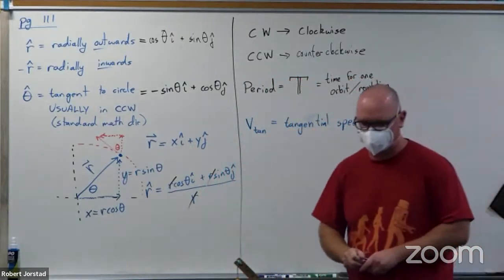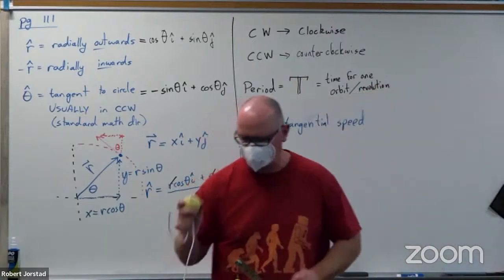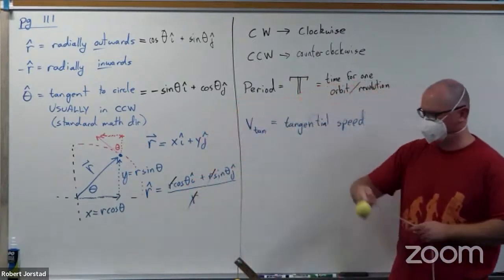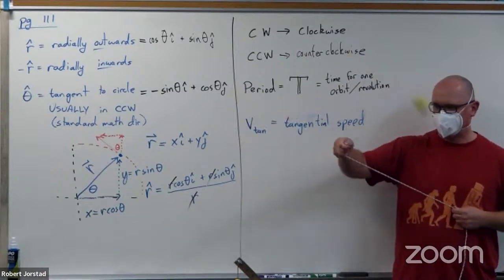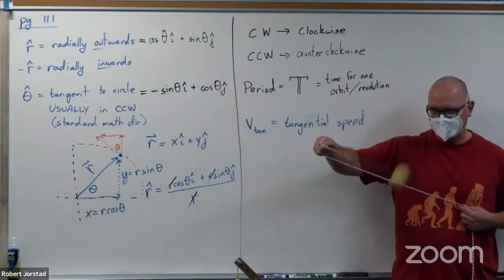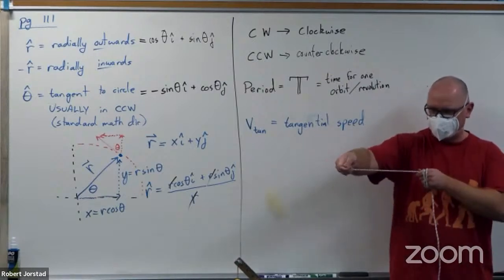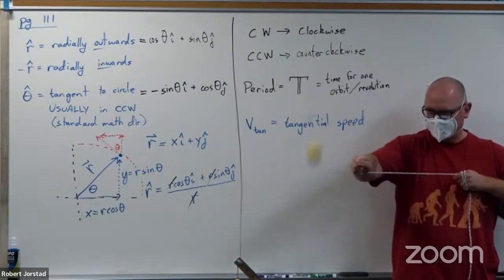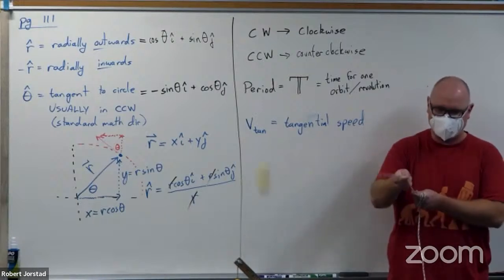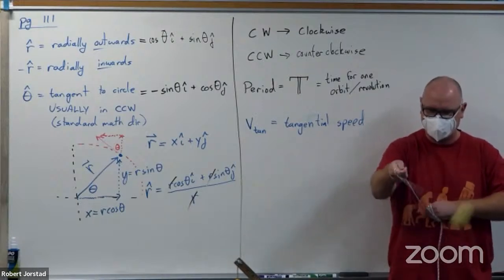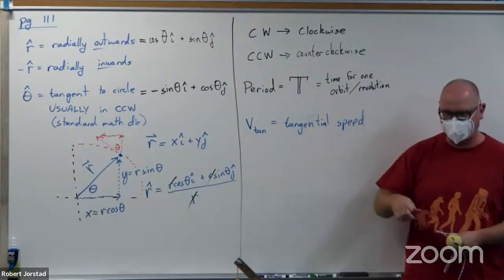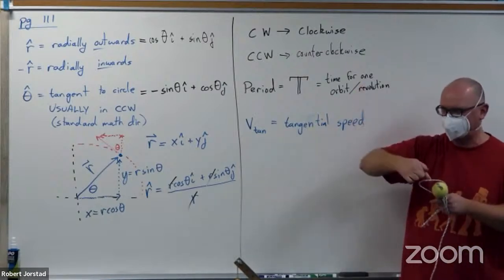Tangential speed. Now you may be saying, dude, isn't that the speed? I'm going to show you something here. Imagine if I have this ball on a string. Now what happens if I change the length of the string? If I start out with a really big one, and then I start pulling it inwards, do you agree the ball is not only moving tangent to the circle, but also closer to the center?